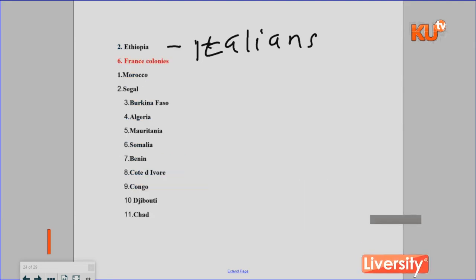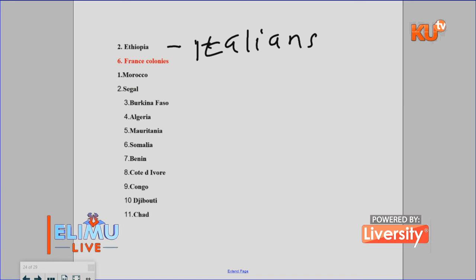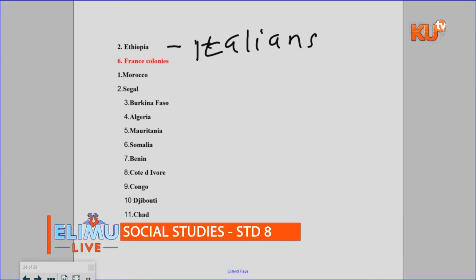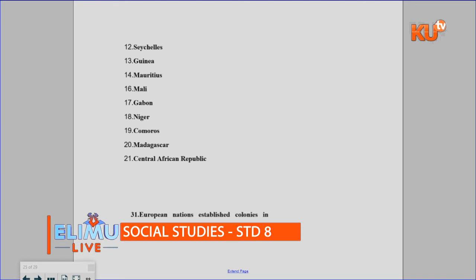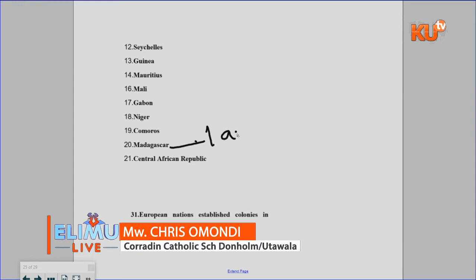Then we have the French colonies: Morocco, Senegal, Burkina Faso, Algeria, Mauritania. We have Mauritius and we have Mauritania. Mauritania is a mainland country and Mauritius is an island country. Then Somalia, Benin, Cote d'Ivoire, Congo, Djibouti, and Chad. We also have Seychelles, Guinea, Mauritius, Mali, Gabon, Niger, Comoros, and Madagascar as the largest island. And lastly, we have Central African Republic.